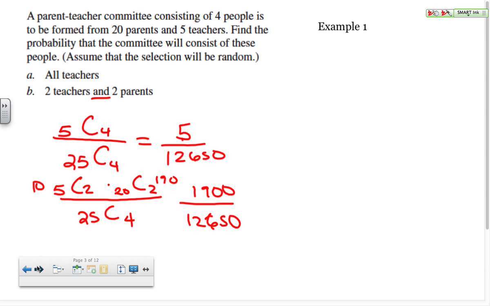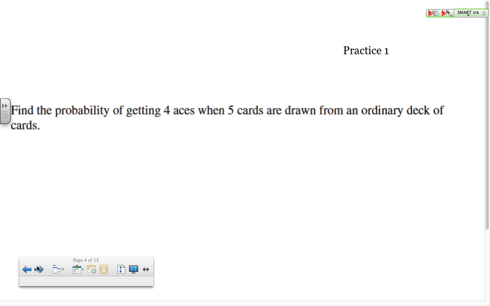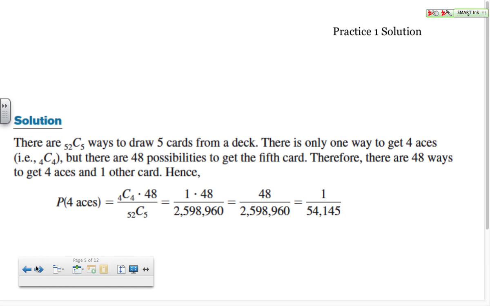So here's your practice problem. Find the probability of getting 4 aces when 5 cards are drawn from an ordinary deck of cards. Remember, on the bottom, you want the total number of possibilities. On the top, you want the number of ways of getting that. So here's your solution. If you had to look at your solution, that's fine. These are complex problems, and they're not going to be built just like the ones right before it.